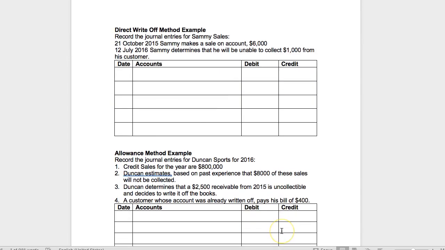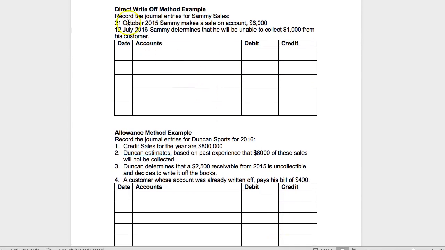So I'm now going to do an example with you for each method. The first one is the direct write-off method, and we're going to record the journal entries for Sammy's sales. So the first one is 21 October. Sammy makes a sale on account. So accounts receivable is increasing. This is a debit. And we have sales revenue increasing. And this is a credit. So this is the normal journal entry that you already know how to do.